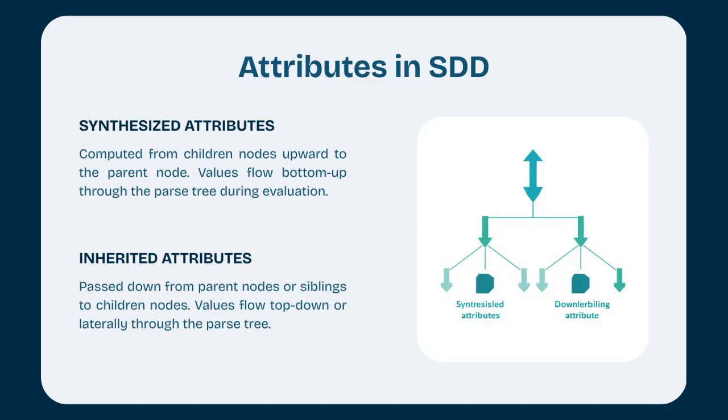Attributes in SDD. There are two main types of attributes used in syntax-directed definitions: synthesized attributes and inherited attributes. Synthesized attributes are computed from the child nodes and flow upward in the parse tree, while inherited attributes are passed from parent or sibling nodes downward or sideways. In this topic, we mainly focus on synthesized attributes.